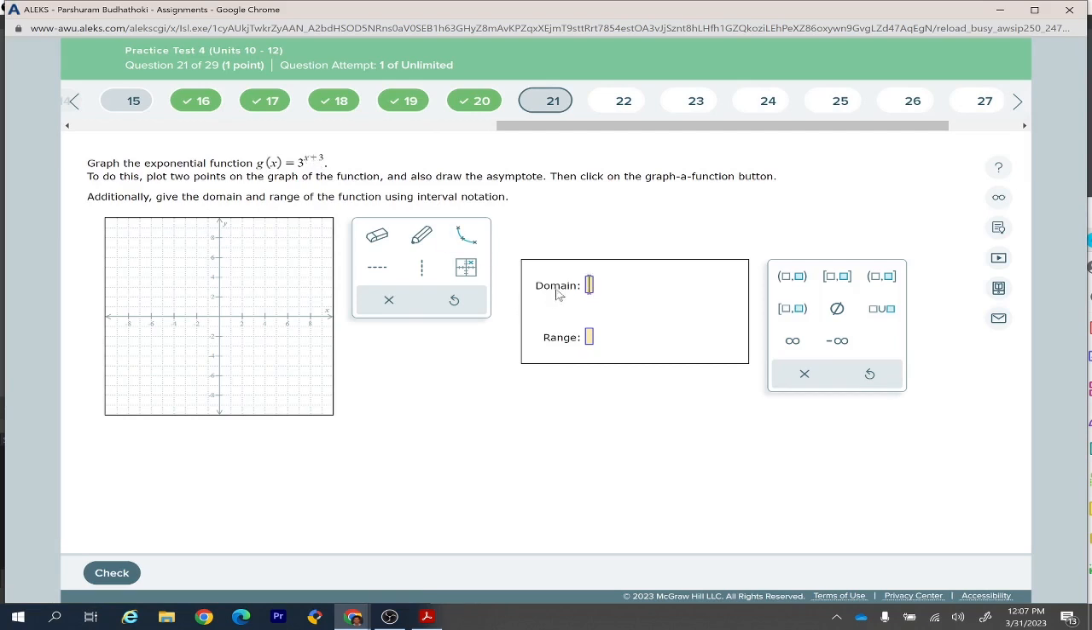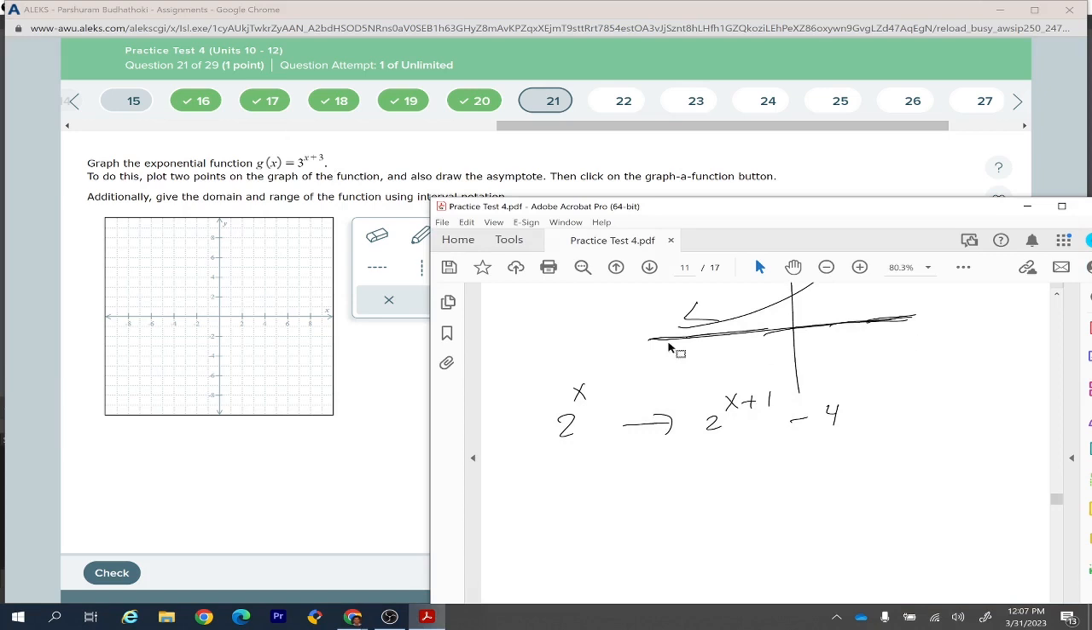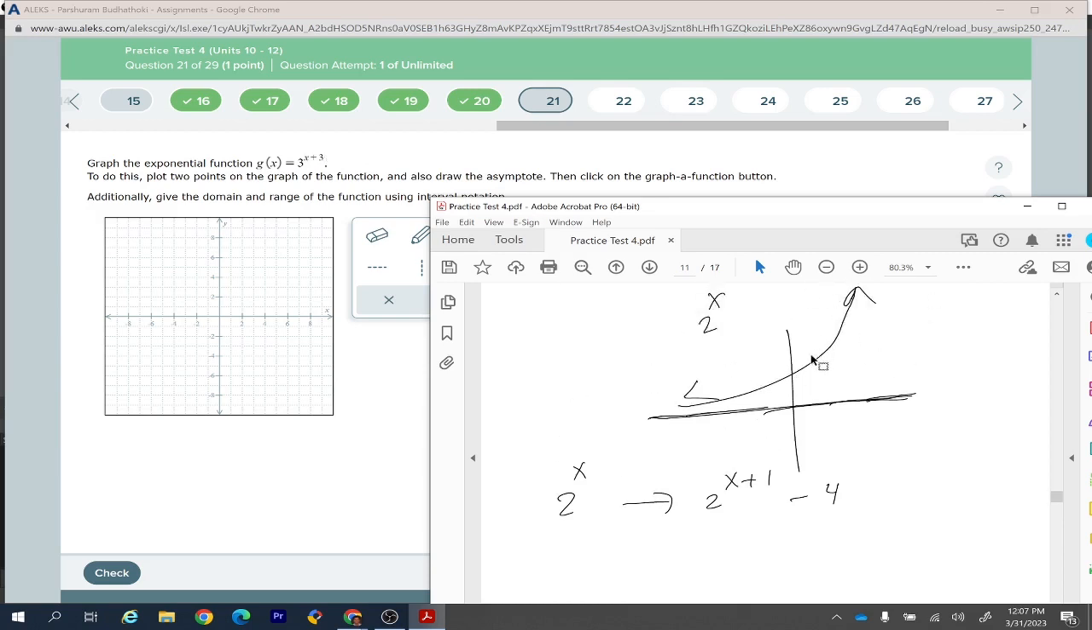Okay, find the domain. Domain is all real numbers. Find the range. The range is above the asymptote. You know the asymptote is y equal to 0, so the range would be from 0 to infinity. Plotting the graph, it's the same graph but shifted 3 units to the left.